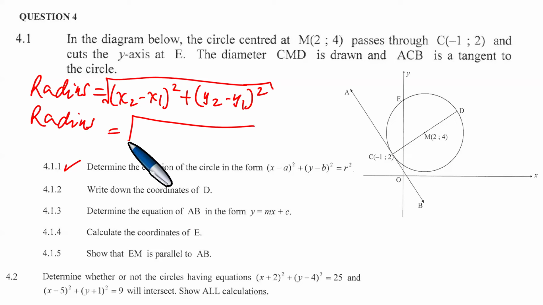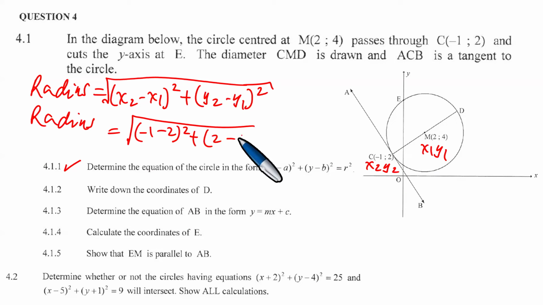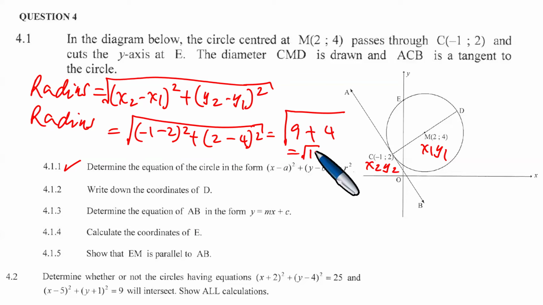Now dealing with x1, y1, x2, y2: x2 is -1, x1 is 2, squared; y2 is 2, y1 is 4, squared. So we have -1 minus 2, which is -3. You square, you get 9. 2 minus 4 is exactly -2. You square that, you get 4, and this becomes the square root of 13.